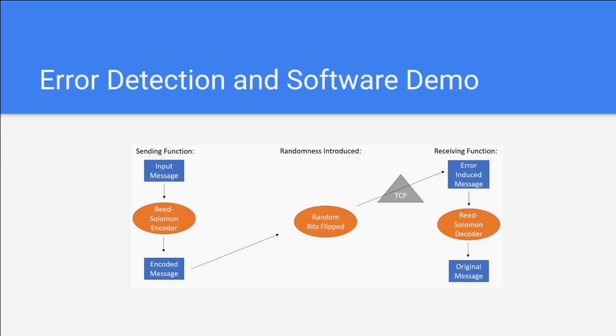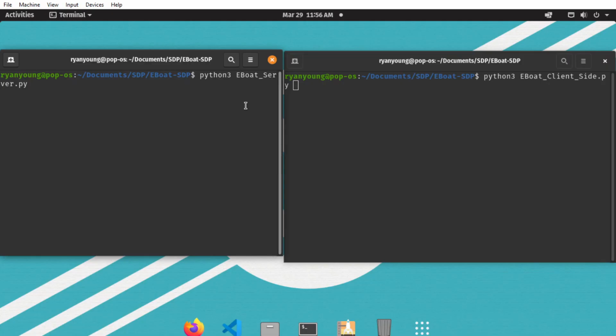Now we're going to get started on the error detection and software demo. In this Linux virtual environment, both sides of the program, the server side on the left and the client side on the right, are displayed. An important note is that due to TCP, the server will always have to be running before the client runs, and the client always starts the conversation.